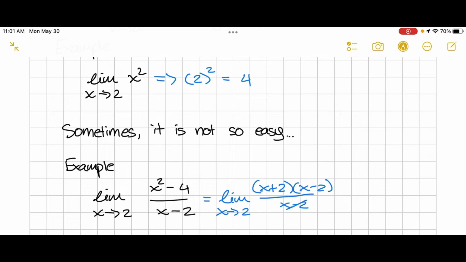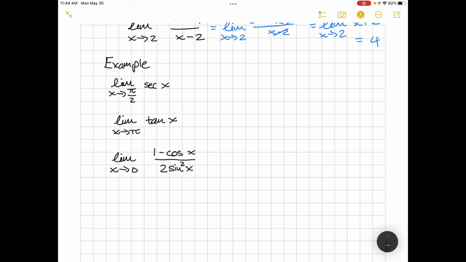And we see that the x minus 2 and the x minus 2 cancel out, leaving us with the limit as x approaches 2 of x plus 2. And now, if you plug in the value of 2 for x, we will see that this gives us an answer of 4. Therefore, the limit as x approaches 2 of x squared minus 4 all over x minus 2 is equal to 4. Let's take a look at some other examples. So let's look at the first one. The first one is asking for the limit as x approaches pi over 2 of the secant of x.